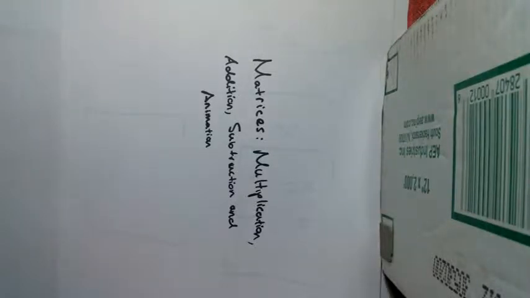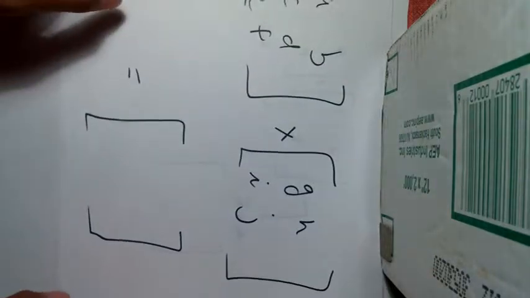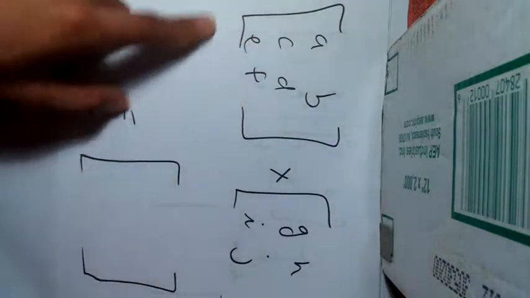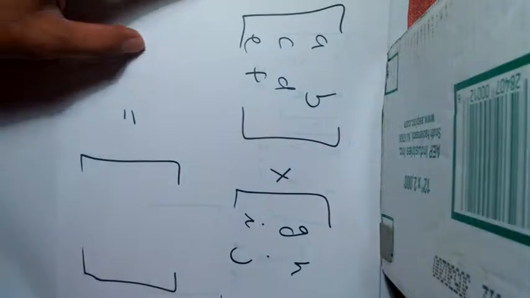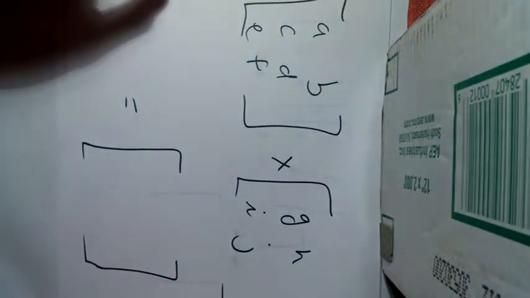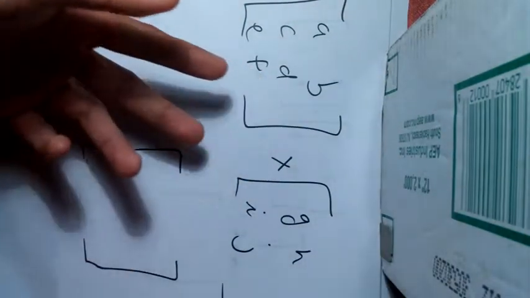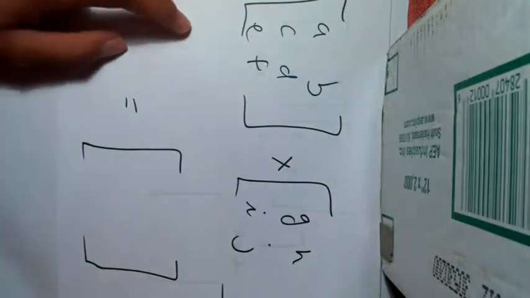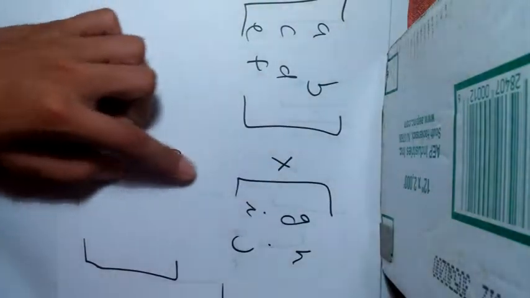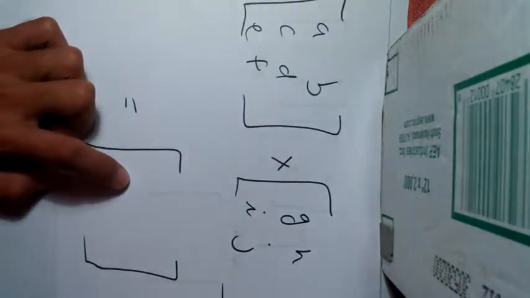Today we're going to be talking about matrices, specifically how to multiply them, how to add them, subtract them, and how they are used in animation. So a single matrix is one part of a matrice. Two matrices hanging out together are, well, they're called matrices. So here in this case we're going to be multiplying matrices.